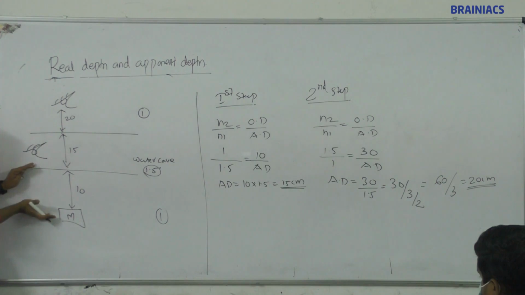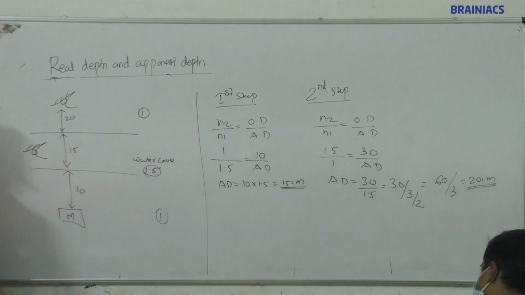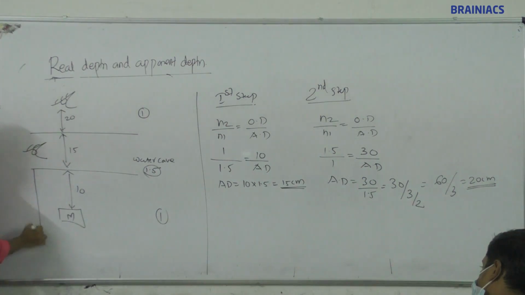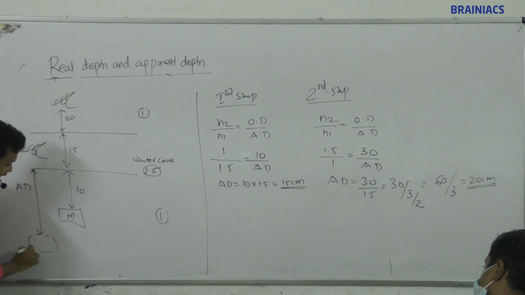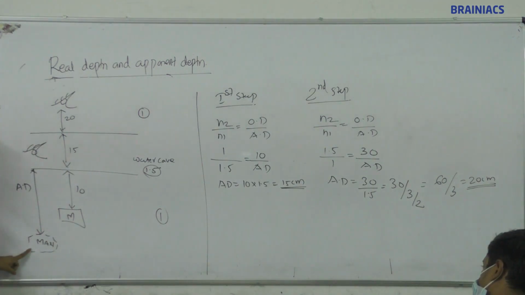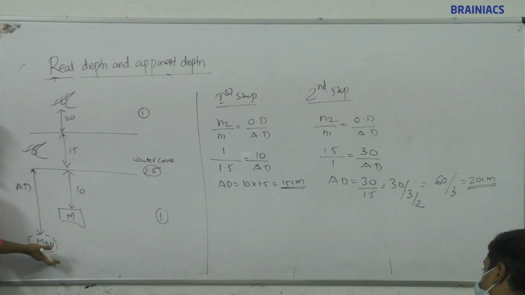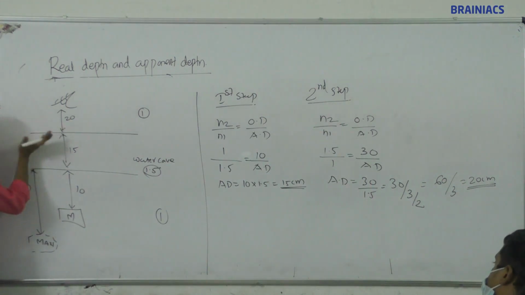This is your original depth now. So 10. Then you substitute and find the apparent depth. Apparent depth you got as 15, so you feel like the man is located at a depth of 15 centimeters. Now this is 15. Now the first part is over. Now you got the image.